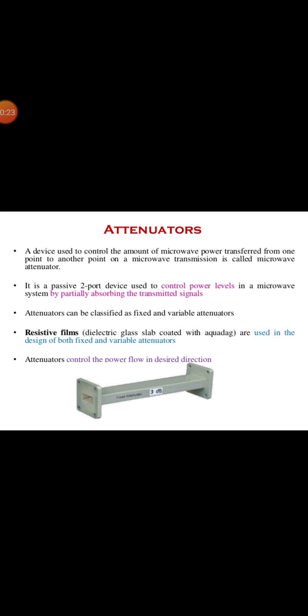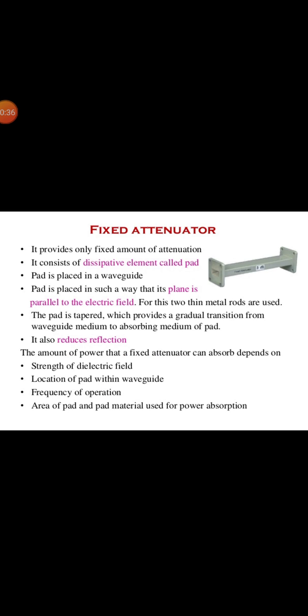Attenuators can be classified as fixed and variable attenuators. Resistive films like Aquadag are used in the design of both fixed and variable attenuators. Attenuators control the power flow in this direction. Fixed attenuators provide only a fixed amount of attenuation. They consist of a dissipative element called a pad. The pad is placed in a waveguide.